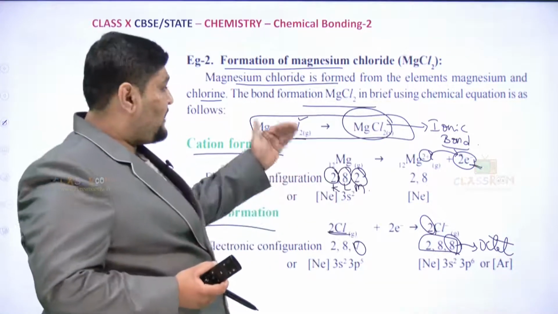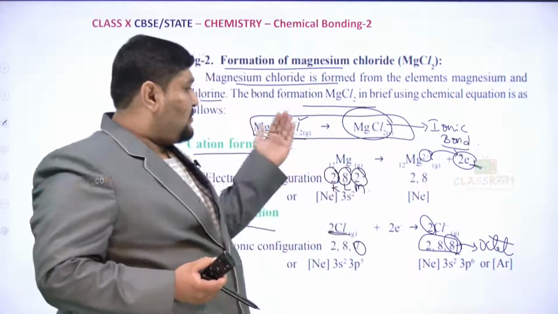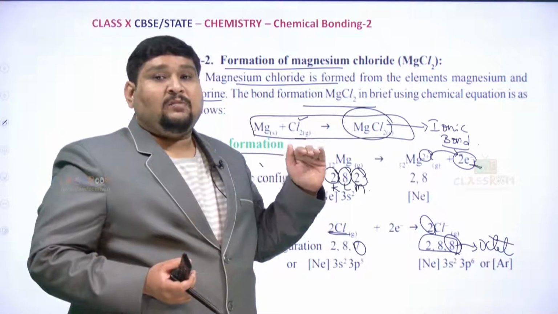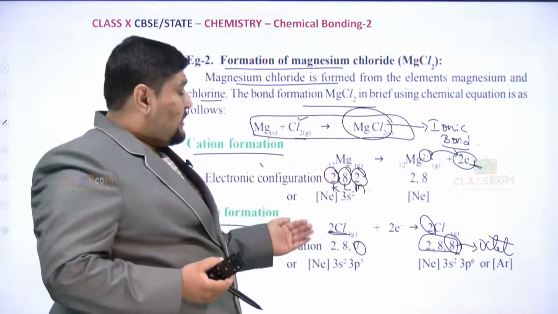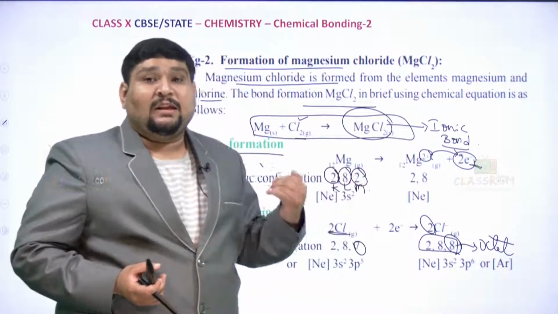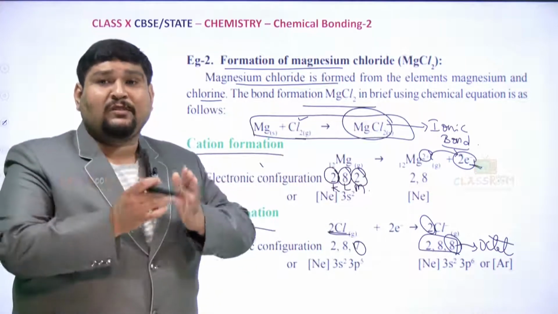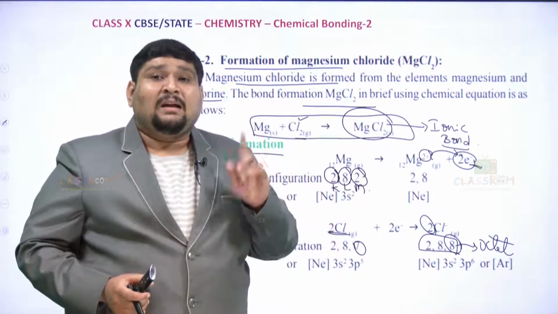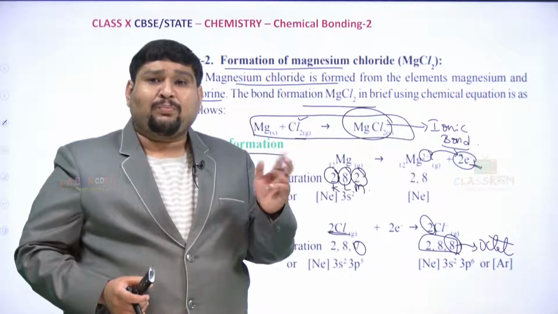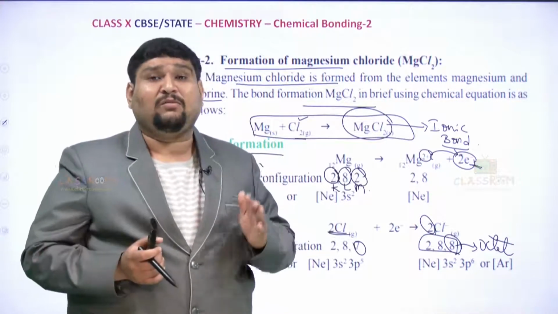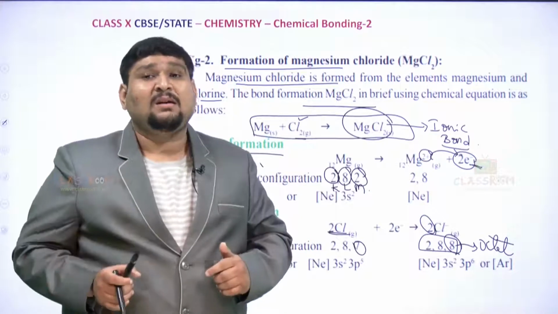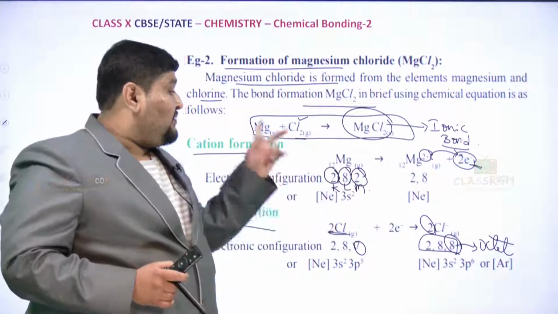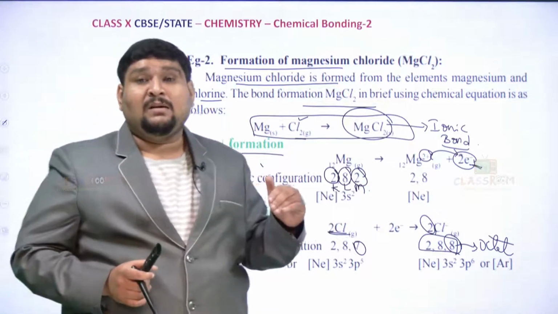So here you can see how we show the losing and gaining of electrons. Magnesium loses the electrons as it is highly electropositive, and chlorine gains those electrons as it is highly electronegative. So the concept we are learning here is that ionic bond formation takes place by transfer of electrons between 2 dissimilar elements, one being a cation and one being an anion, and we will go through a number of examples.